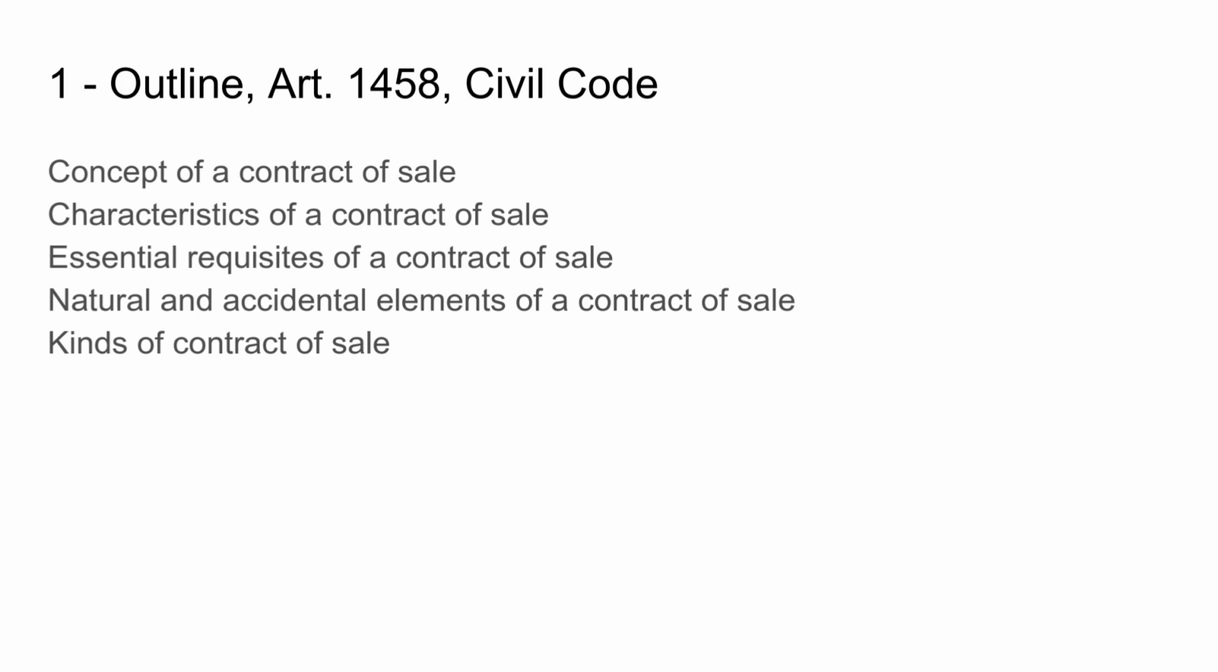Next, we will examine the characteristics of a contract of sale, which distinguish it from other contracts such as donation or barter. From there, we will identify the essential requisites: consent, determinate subject matter, and price certain in money or its equivalent, all of which must be present for a sale to be valid. After that, we will look at the natural and accidental elements of a contract of sale. Finally, we will discuss the two kinds of contract of sale. This outline will serve as our roadmap for today's lecture, ensuring we move step by step from definition, to requisites, to the practical implications of contracts of sale in Philippine law.